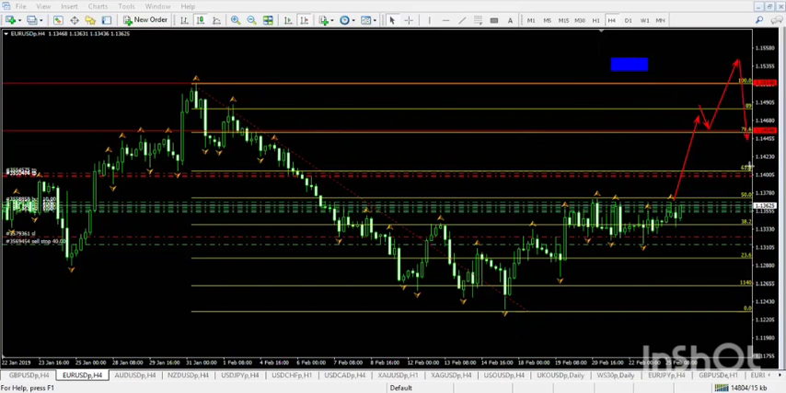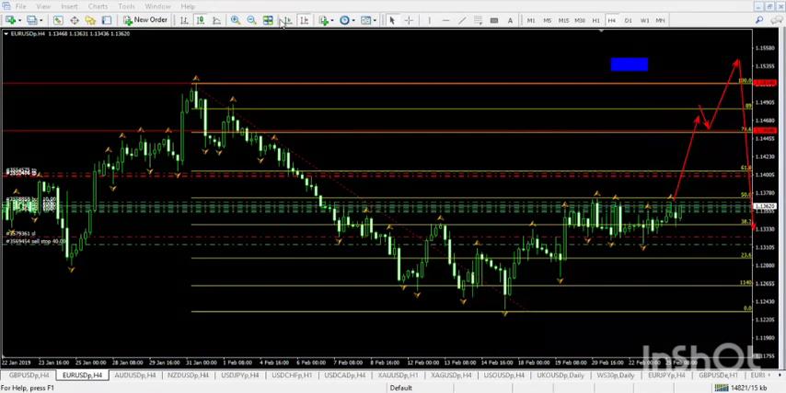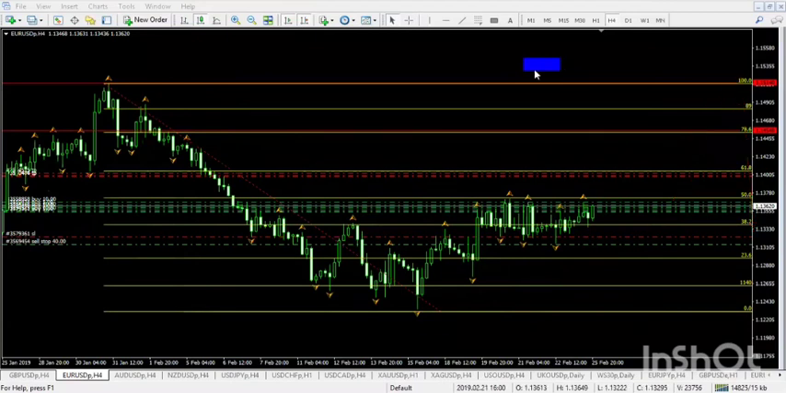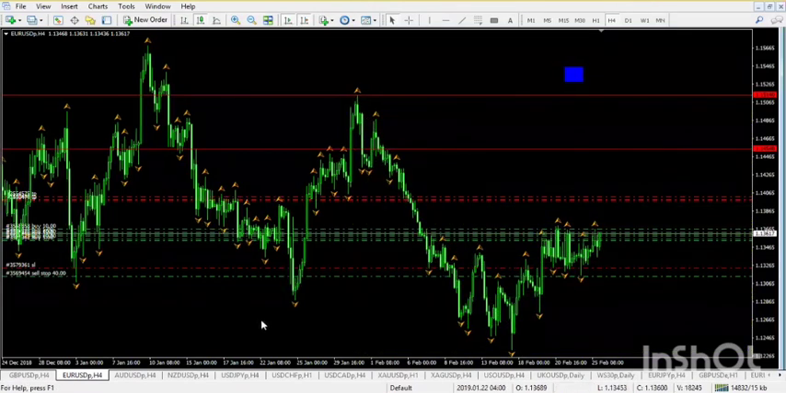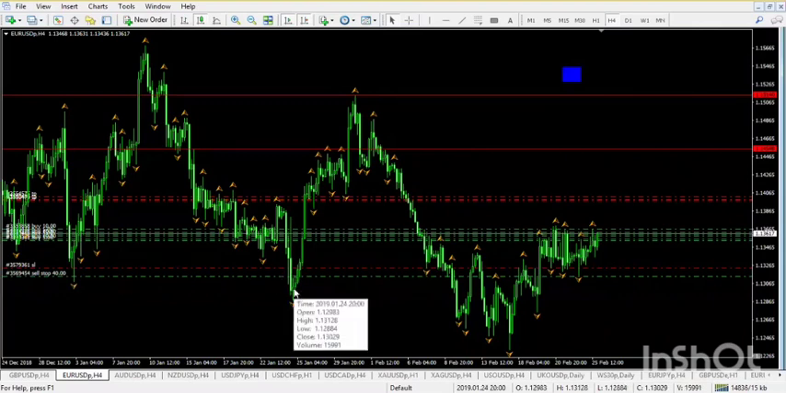It has to form a swing high higher than the swing high here, and then come back. Because technically these shapes have to be matched together. Let me show you on another part of the market. For example, in here, it has gone further than the 100 level. It has come a little bit lower than 100, also in this one as well, and then it has retraced.